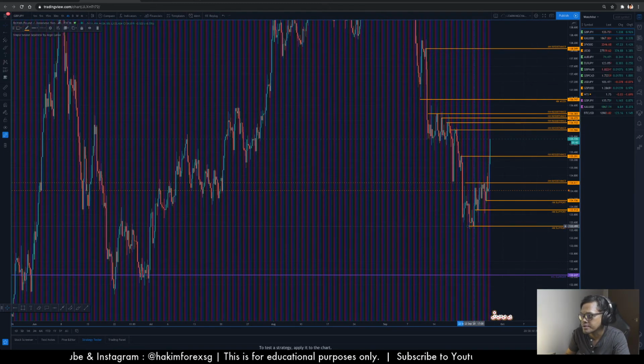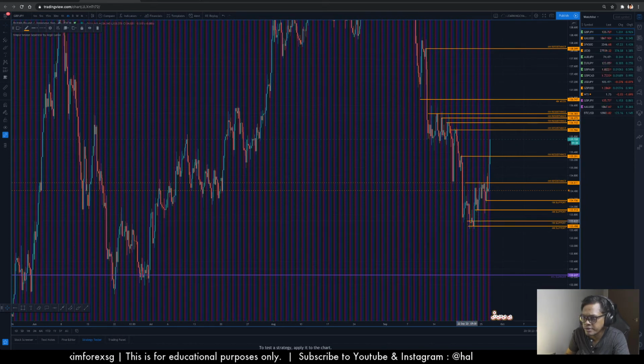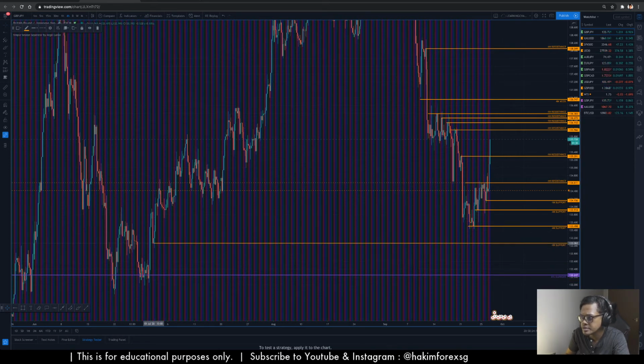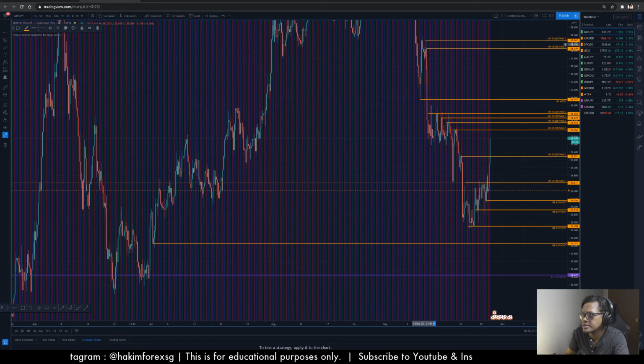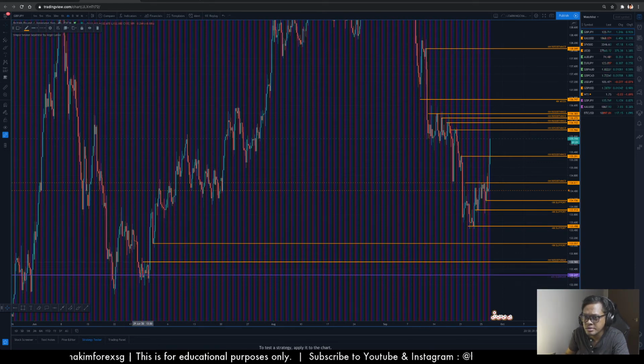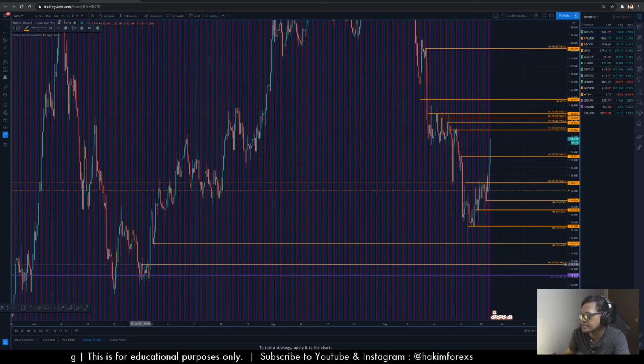So if it goes below 133.498, I need to look left to see is there any recent support being created. Now this will be 1st of July 2020, 133.057. Right, then I just need to do one more just in case. It's the resistance, right? 132.519.